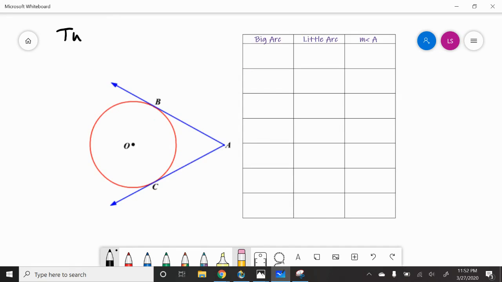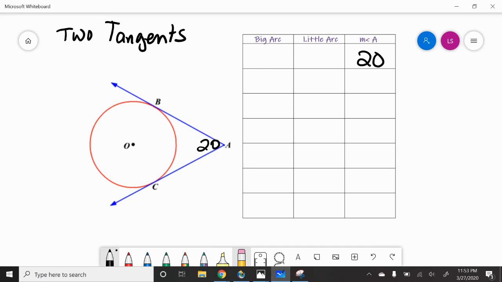Now I want to take a look at the 2 tangents case first. Here I have a diagram with a circle with 2 tangents intersecting on the outside. Now I'm just going to make up an angle measure, and we're going to fill in these angle measures into this 3-column table and see if we can find some kind of a pattern. So I'm going to start with an angle measure of 20 degrees for angle A.